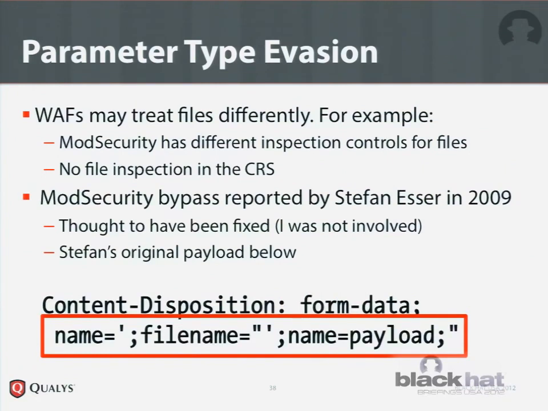And the final multi-part evasion that I have is parameter type evasion. This exploits the fact that many web application firewalls actually treat files differently. In most, ModSecurity in particular, if you're uploading a file, there's no inspection done on the contents of the file, which is sort of tricky. I think if there's one thing that most ModSecurity needs to do, it needs to start inspecting file contents, and it also needs to start inspecting the contents of request bodies that it doesn't recognize. So this would improve its chances of finding attack payloads.